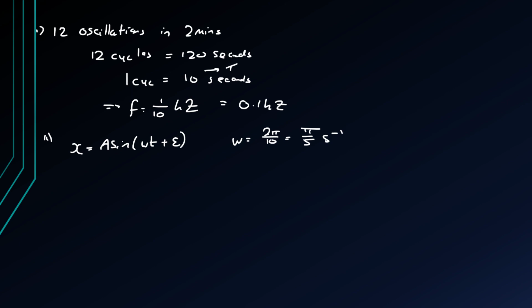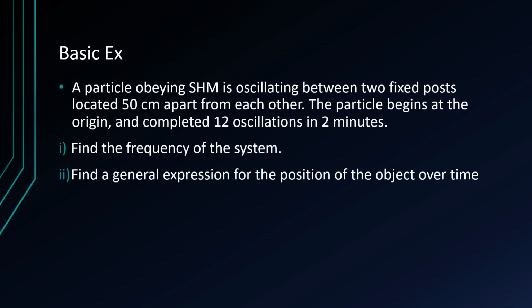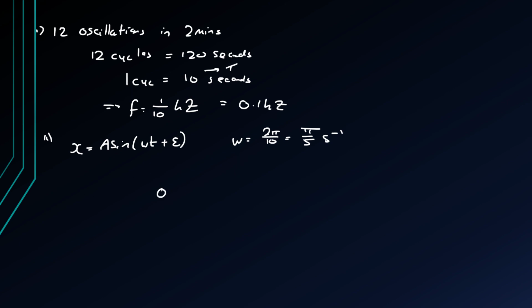Now, one thing to be aware of is it starts at the origin, and the amplitude is 50 centimeters. Now, key thing, they are 50 centimeters apart from each other, so this distance here is 0.5 meters. And so when it's at its extremity point, relative to here, it would have traveled 0.25 meters. So this is our value of A.